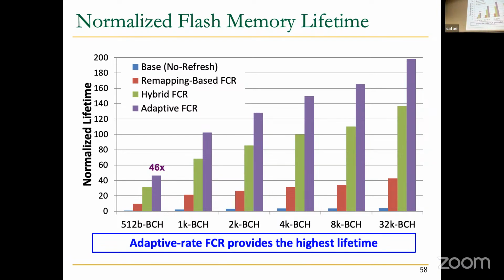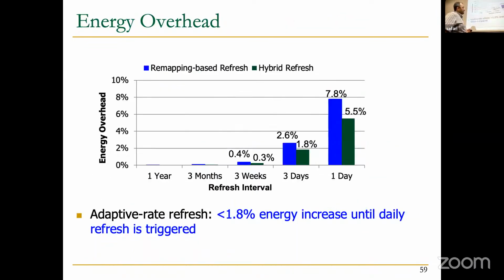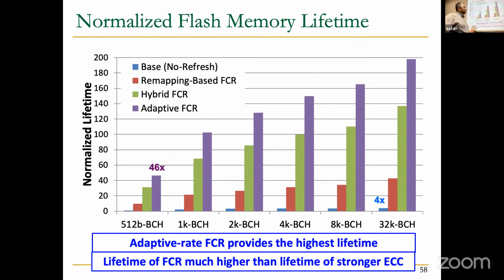By increasing the ECC strength, you can fix some of the errors, but it's very little, right? But by using techniques like the remapping-based FCR, hybrid FCR, and adaptive FCR, where adaptive FCR essentially has all the optimizations, adaptively adjusting the refresh period and using both in-place update and remapping, we'll see that we can significantly increase the lifetime of your device, which is quite significant.